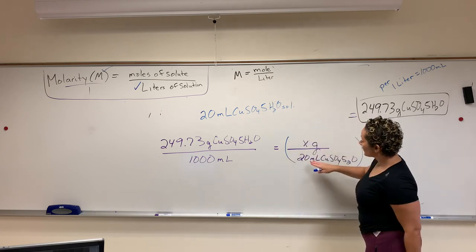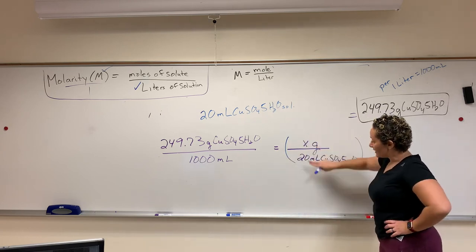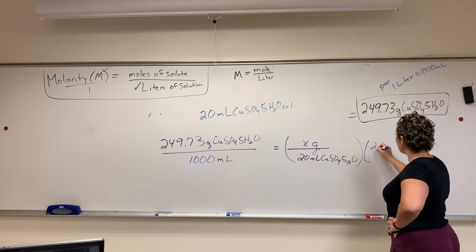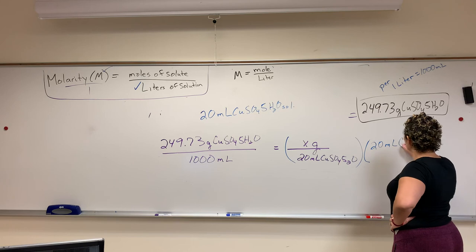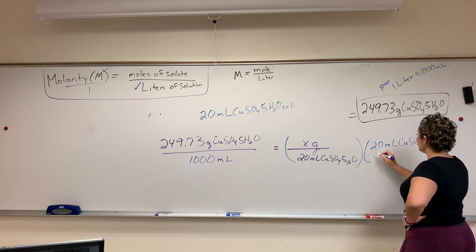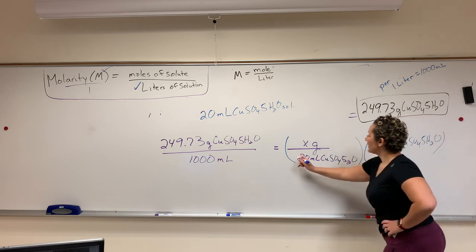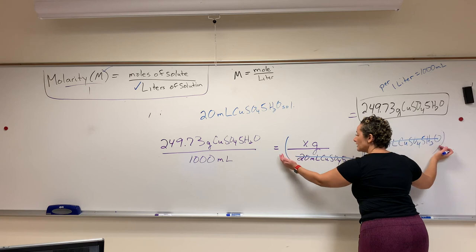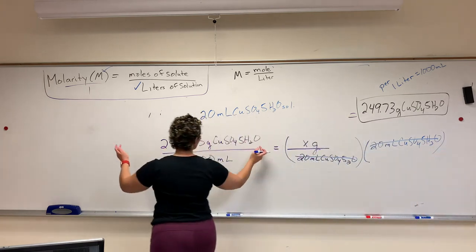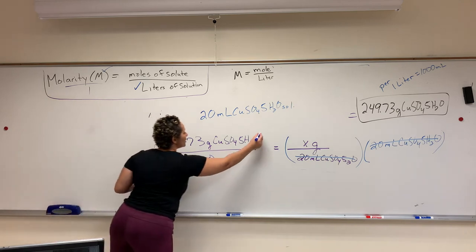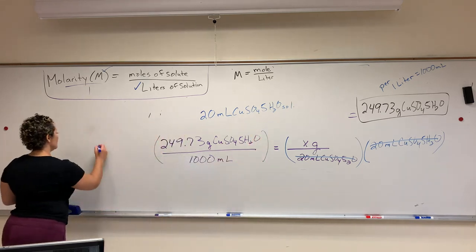We need to isolate this variable, so we need to get rid of this one down here. To get rid of this one down here, you times it by milliliters CuSO4·5H2O. Remember, that's over 1. Cancel, cancel. Whatever you do to this side of the equal sign, you have to do to this side of the equal sign. All right, go ahead and boom, boom.